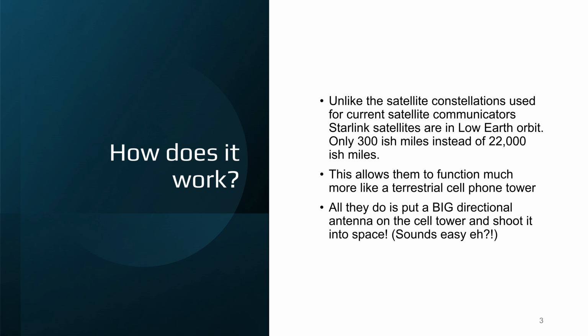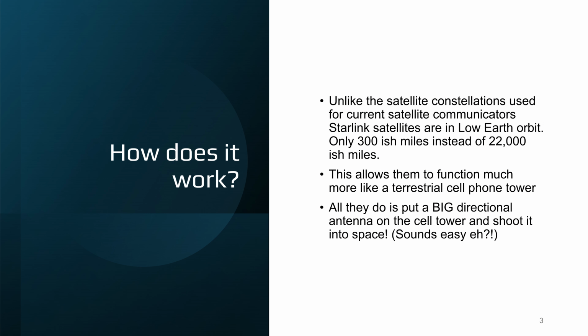How does it work? So, unlike traditional satellite constellations that are used for communications, Starlink satellites are in what they call low Earth orbit. So they're around the 300-ish miles above the Earth's surface, whereas traditional communication satellites are what they call a geostationary orbit, and they're further up around the 22,000 mile mark, give or take a couple thousand miles. It doesn't really matter that much up there. So, long ways up, right?